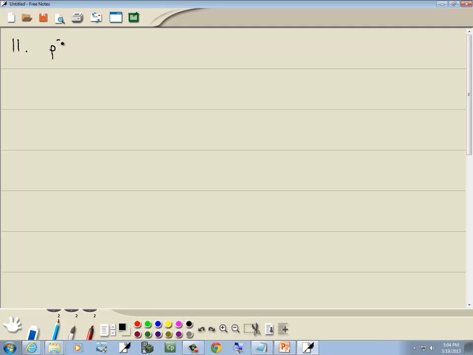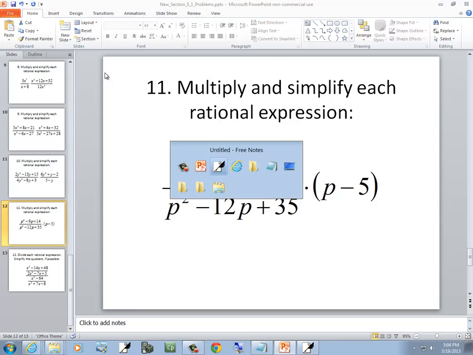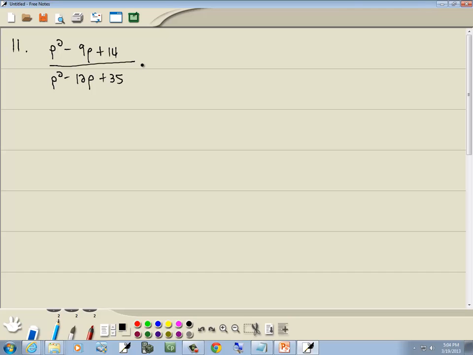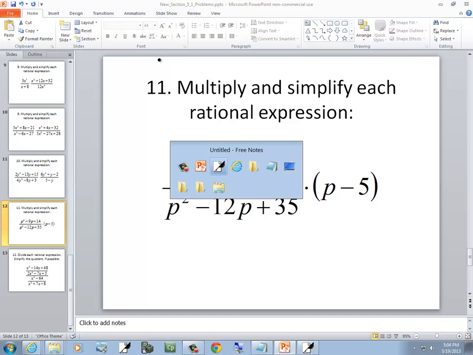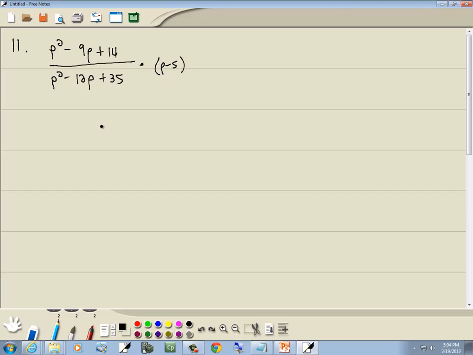We got p squared minus 9p plus 14 over p squared minus 12p plus 35 times p minus 5. Well, first off, before I do anything, remember when we were multiplying fractions together before when we had just simple numbers? If you're going to multiply fractions, they both should be fractions. So I want to put the p minus 5 over 1.